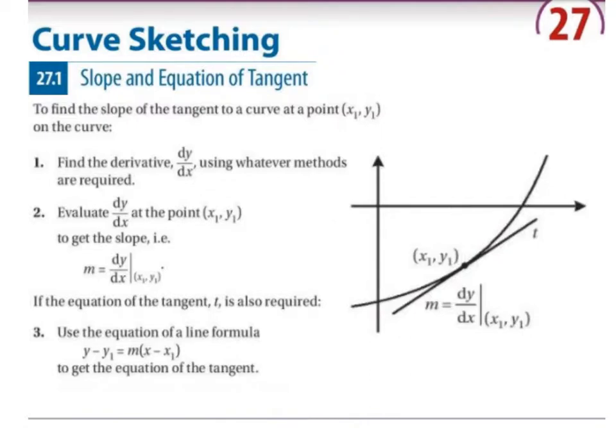So this is our x-axis, this is our y-axis, this is our curve, and this is the tangent. The line t is the tangent to the curve. A tangent touches the curve at one point, and this is the point x1, y1. So m, the slope, is equal to dy/dx at the point x1, y1.